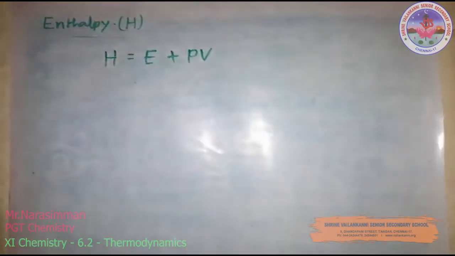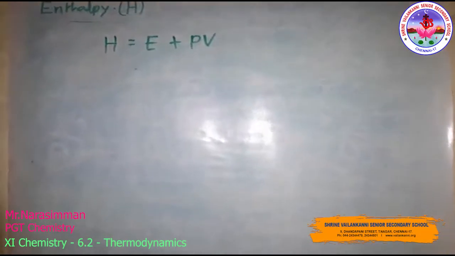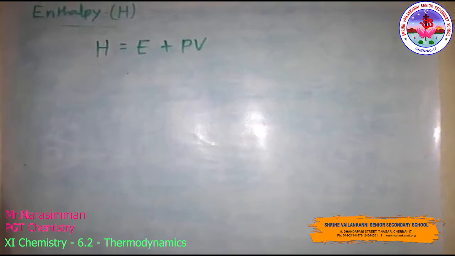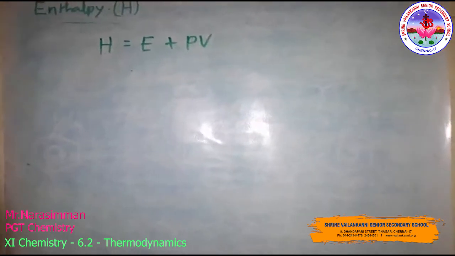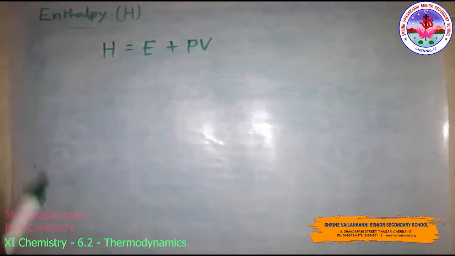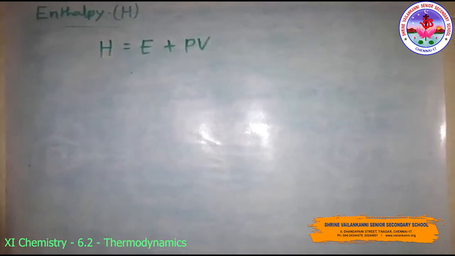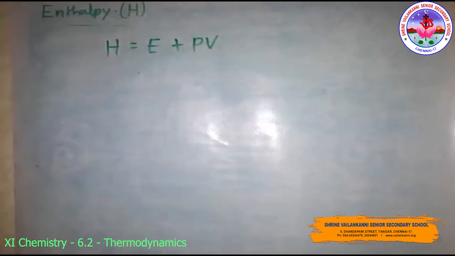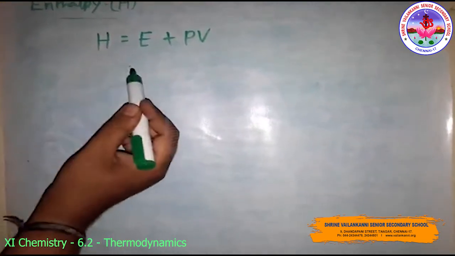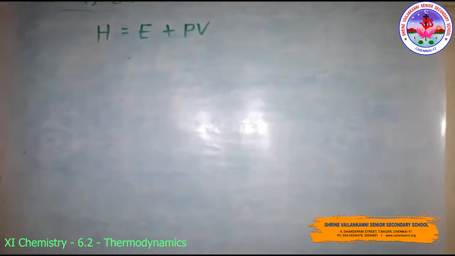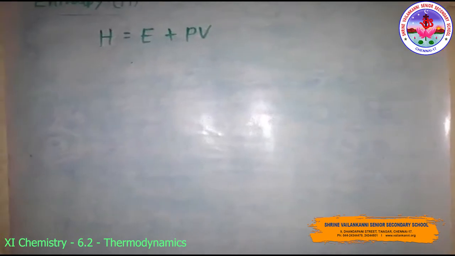Enthalpy. The symbol is H. First, you must know what enthalpy is. A sum of internal energy and the product of the pressure and volume of a thermodynamic system is called enthalpy. The enthalpy is H equal to E plus PV. Here E is the internal energy, P is the pressure and V is the volume, and H is the enthalpy. So the symbol is H.